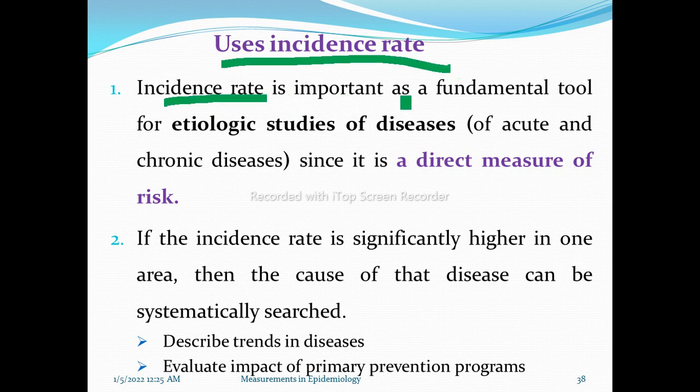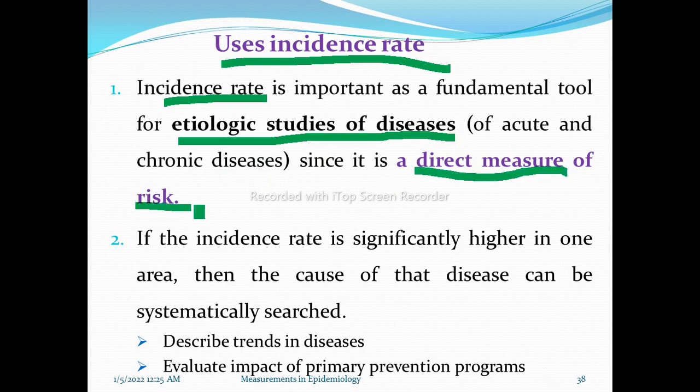Incidence rate is important as a fundamental tool for etiologic studies of disease, whether acute or chronic, since it is a direct measure of risk. A direct measure of risk. So incidence rate measures the direct risk, or direct probability, of contracting the disease. So incidence rate is important for studying the etiology of disease. It is important to determine risk factors or causative agents for a disease.